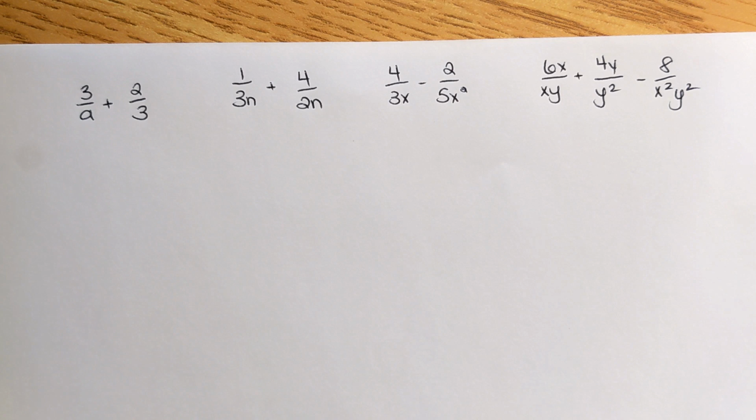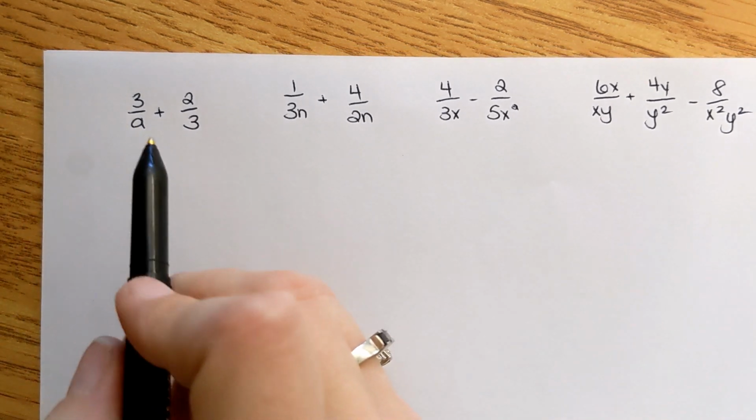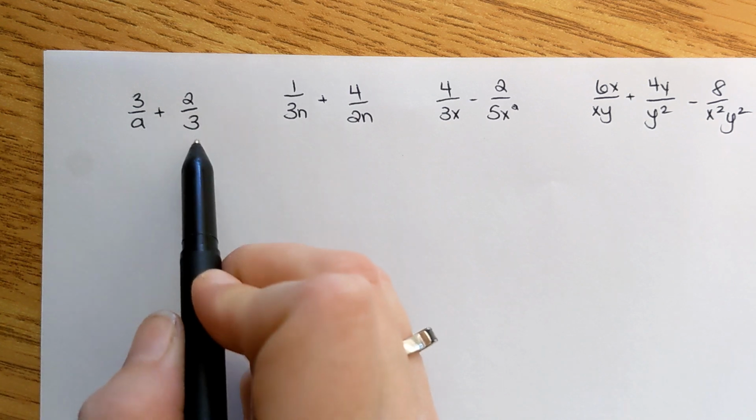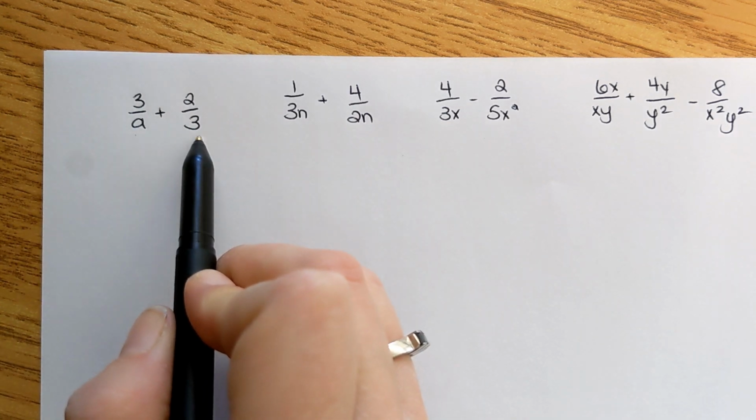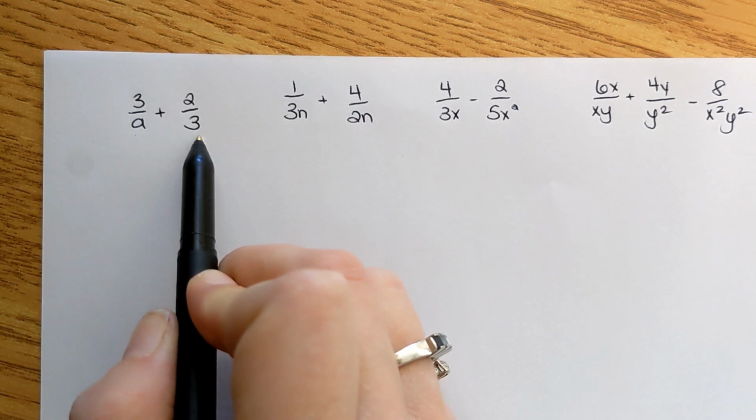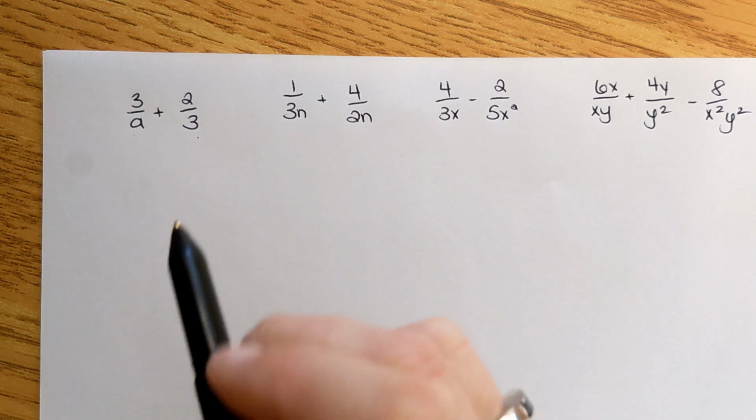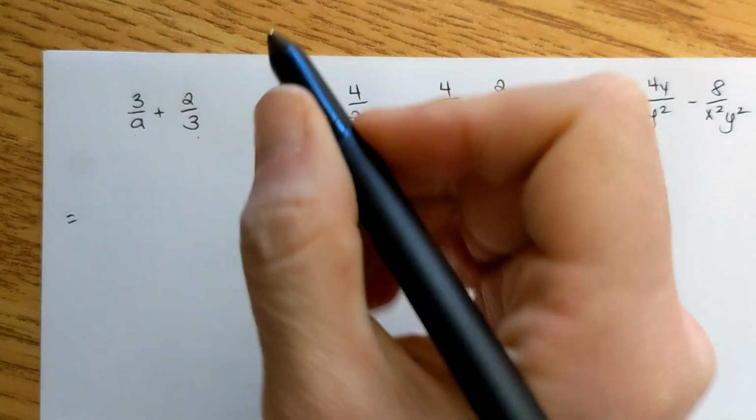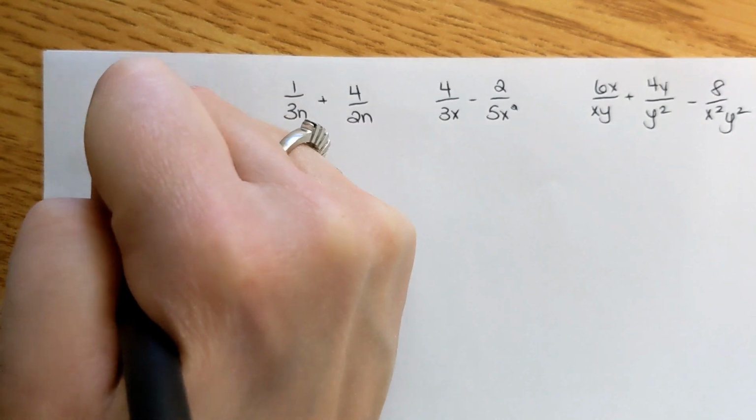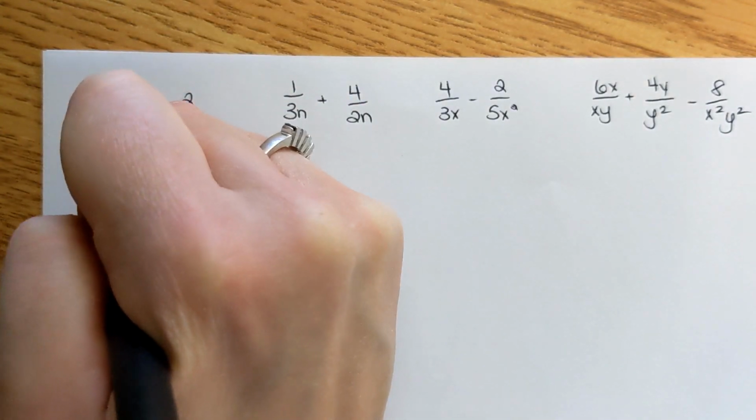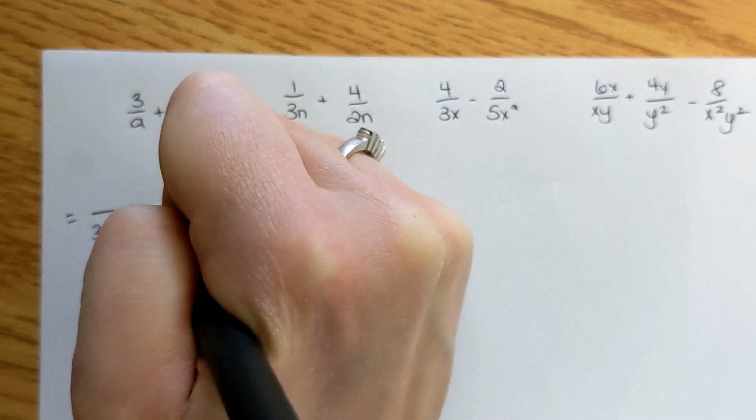Now when we're looking at rational expressions, the same rules are going to apply. The denominators must be exactly the same. So let's look at this first example. 3 over a plus 2/3. a and 3 are not the same denominator. So I'm going to use my strategy of finding the greatest common denominator by just multiplying a by 3, which is going to give me a common denominator of 3a.